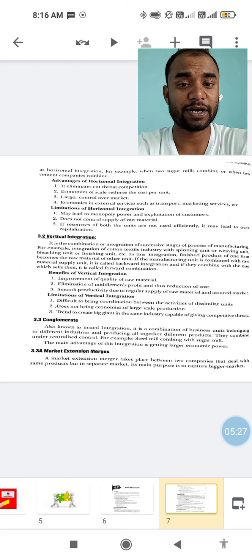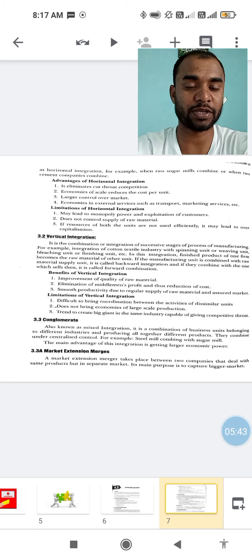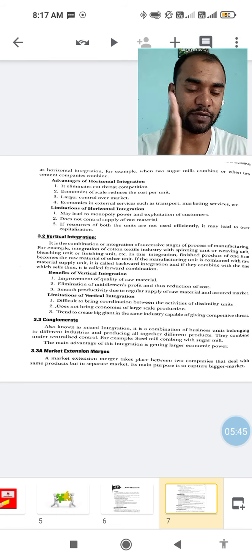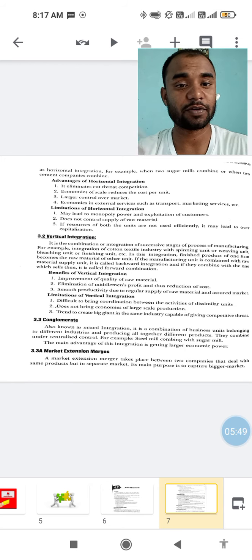Now, advantages and limitations I won't be going through, that's not really very important, so we will be going through vertical integration, the next one. It is the combination or integration of successive stages of the process of manufacturing. For example, integration of cotton textile industry with spinning unit or weaving. Suppose your industry manufactures only cotton thread, but weaving and manufacturing of cloth is done by someone else.